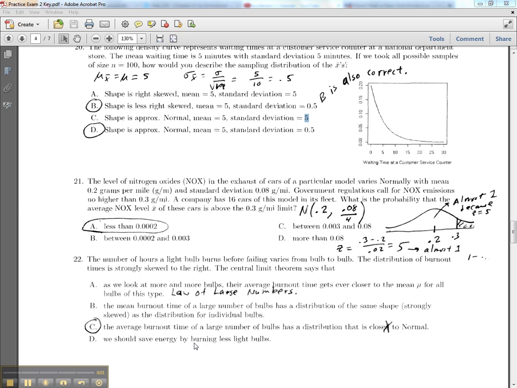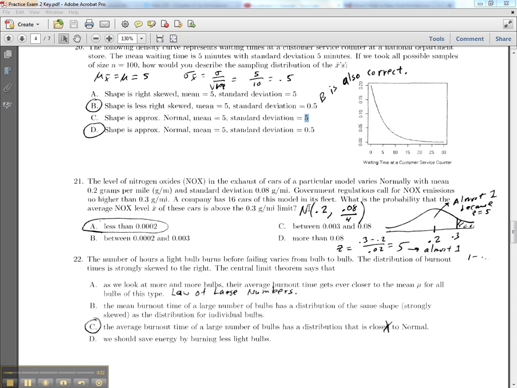Alright, number 21 for the practice exam. The level of nitrogen oxide, NOx, in the exhaust of cars of a particular model varies normally with mean 0.2 grams per mile and standard deviation of 0.08 grams per mile. Government regulations call for NOx emissions no higher than 0.3 grams per mile. A company has 16 cars of this model in its fleet. What is the probability that the average NOx level, X bar, of these cars is above 0.3 grams per mile's limit?